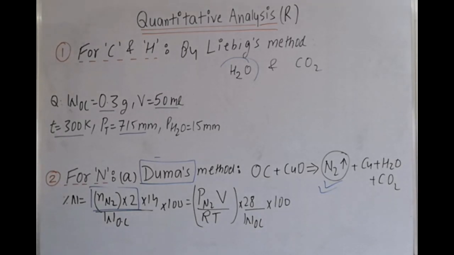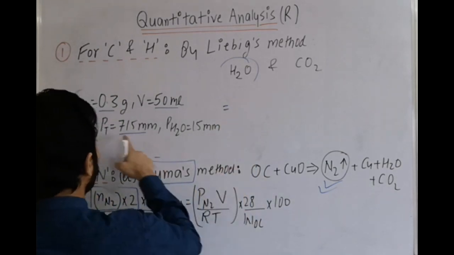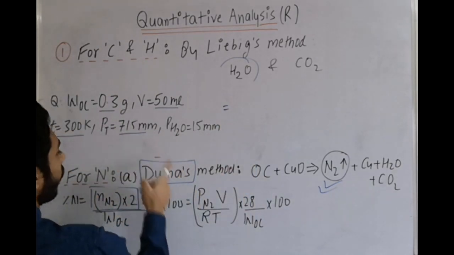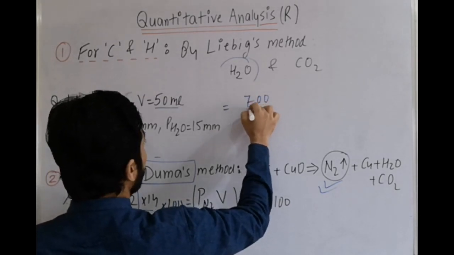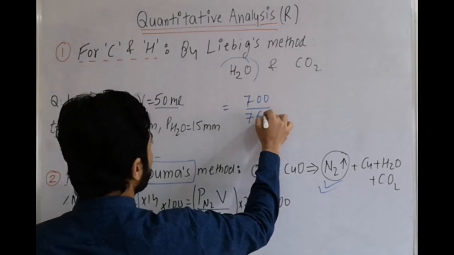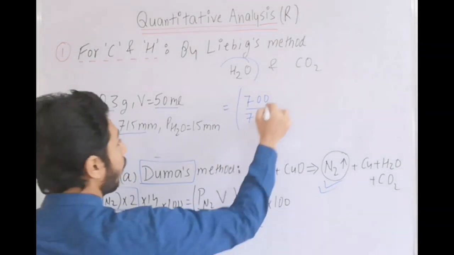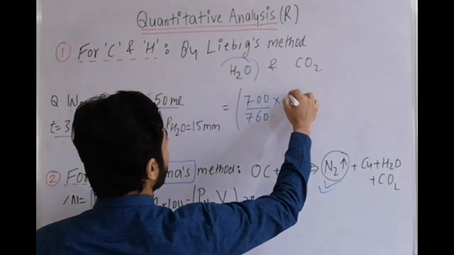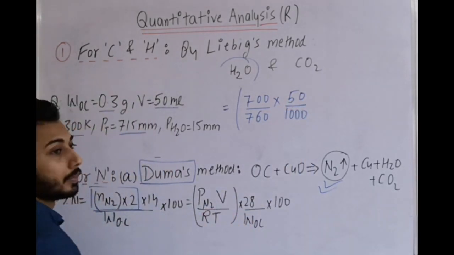Now if that information is given and clearly we know that Dumas method is mentioned, so we use this formula directly, which is the partial pressure of N2, subtracting this value, because we want only the pressure of N2, that means it is 700. It is mm of Hg, so we divide it by 760. This part is the pressure of N2. Volume is 50 ml divided by 1000. This will be your volume term.